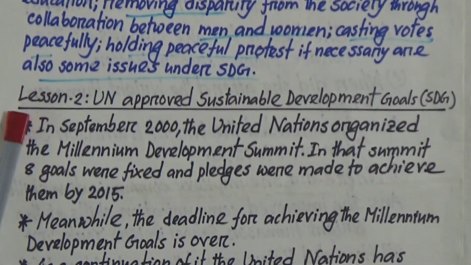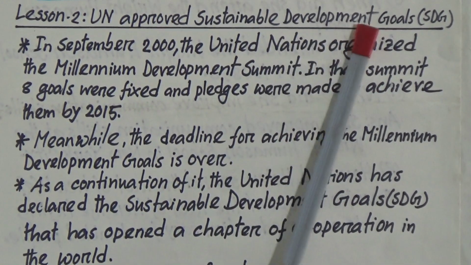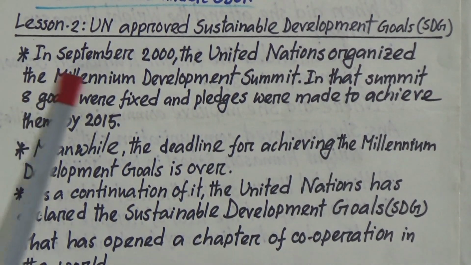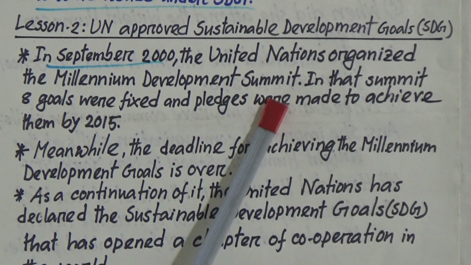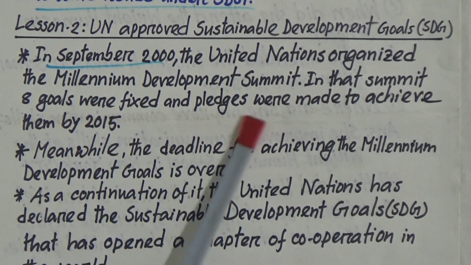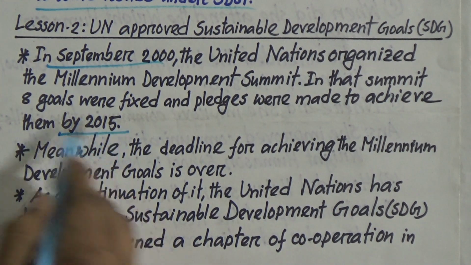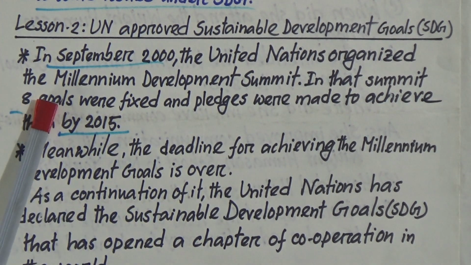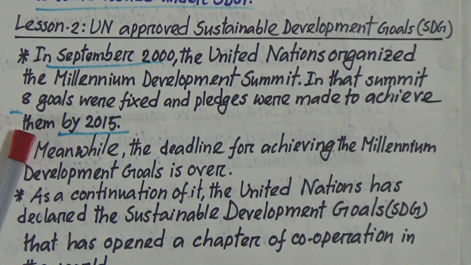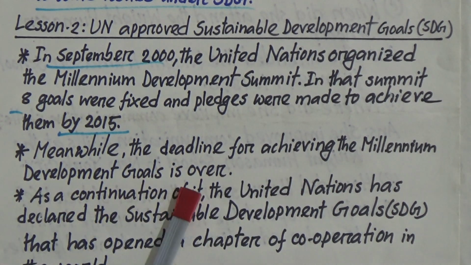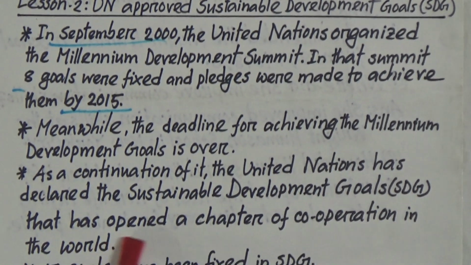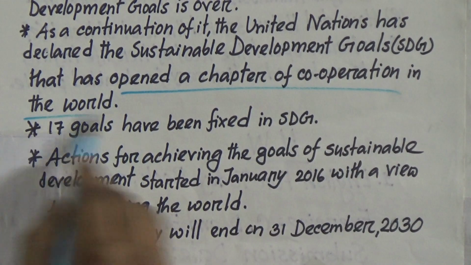So lesson 2, let's move to lesson 2, UN approved Sustainable Development Goals SDG. In September 2000, the United Nations organized the Millennium Development Summit. In that summit, 8 goals were fixed and pledges were made to achieve them by 2015. So, Millennium Development Goal was about to achieve 2000 by 2015. Meanwhile, the deadline for achieving the Millennium Development Goals is over. As a continuation of it, the United Nations has declared the Sustainable Development Goals (SDG) that has opened a chapter of cooperation in the world.